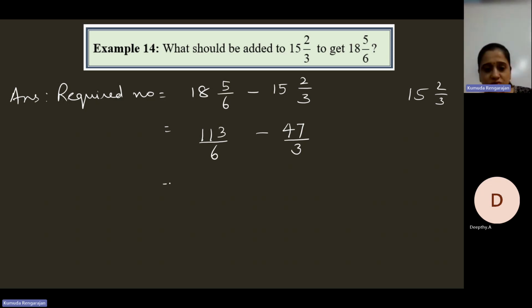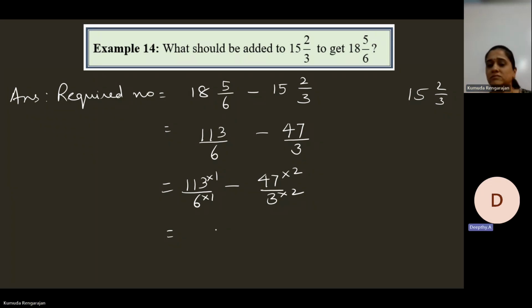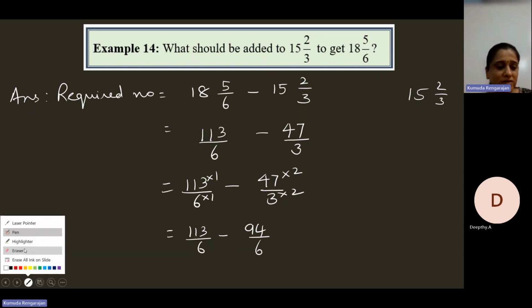6. Okay, so the first one you can write as it is. This is already 6. So the second one, what should you do? 47 by 3 into 2. Correct? You can show into 1 here, children. The answer is 94 by 6. Okay, so 113 by 6 minus 94 by 6. Now they're like fractions. So now subtract the numerators.